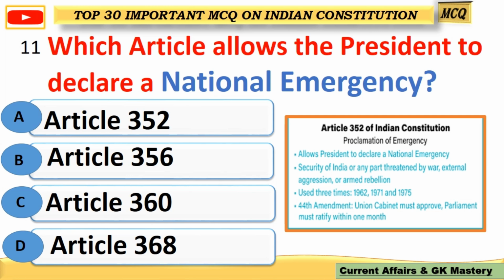Next, which article allows the President to declare a national emergency? A. Article 352. B. Article 356. C. Article 360. D. Article 368. Correct answer is A. Article 352.